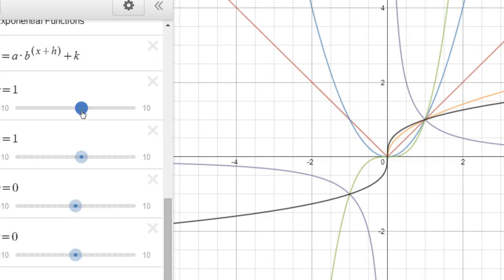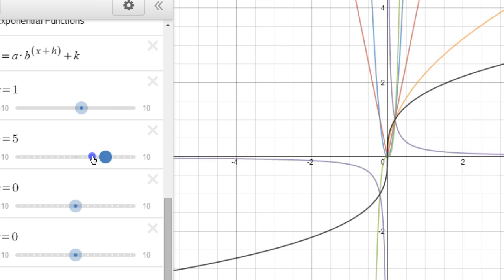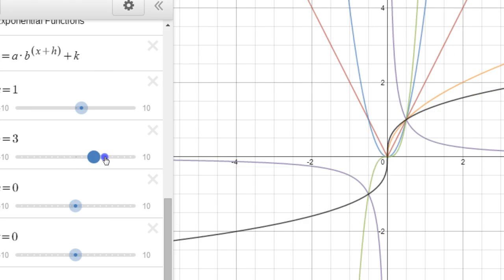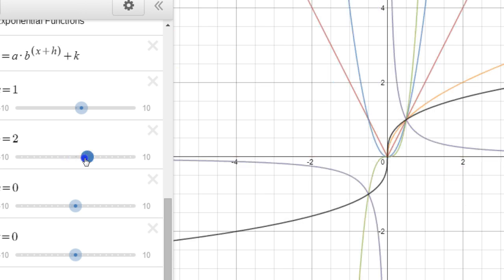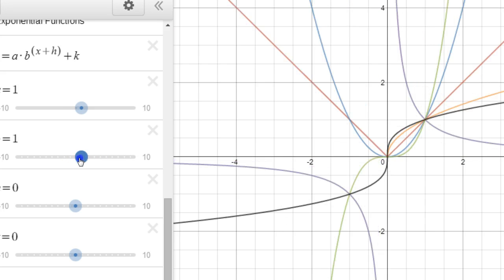Now the B, if you notice, if I mess around with it, it horizontally compresses it. It just kind of pushes it in. So that's what we call horizontal compression. But it also works in tandem with this.